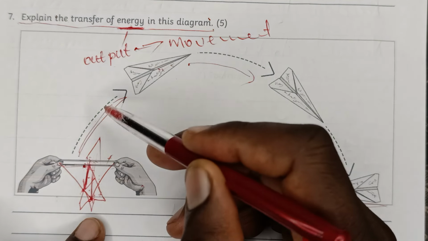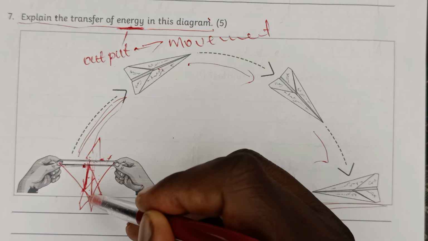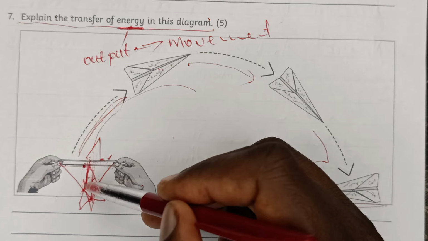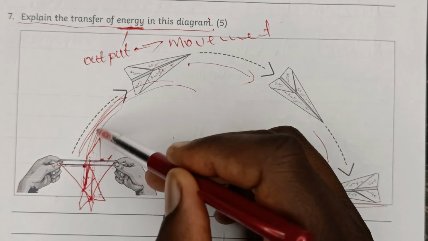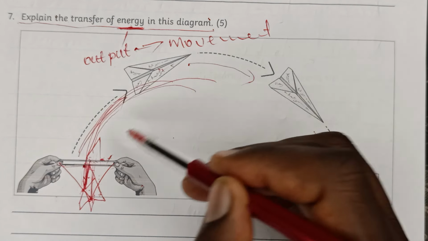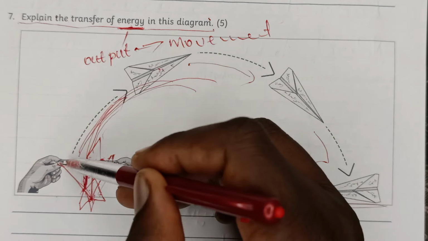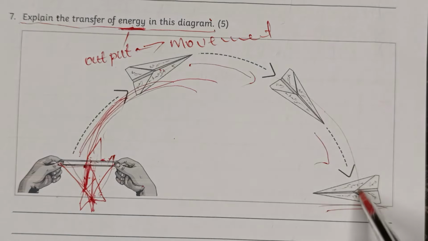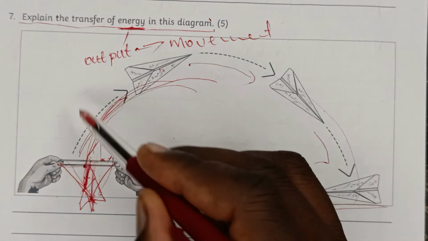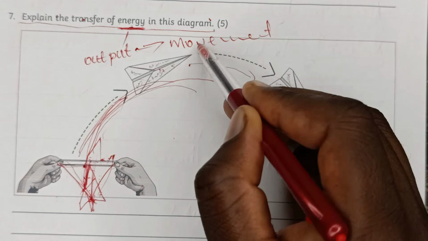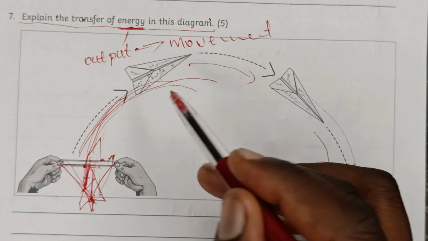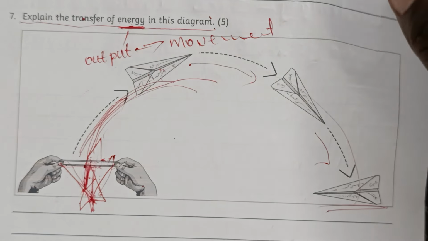And when you release it, the rubber band transfers the energy to the plane, and the plane starts moving. You pull the rubber band, you release it, the plane starts moving. So that's how the energy, which is movement, was transferred from the rubber band to the plane. So we move to number 8.